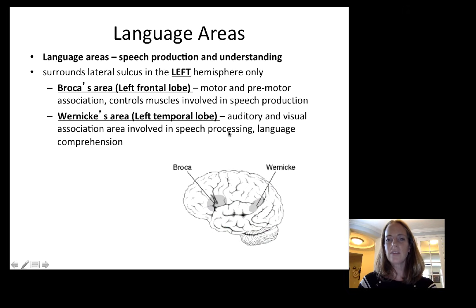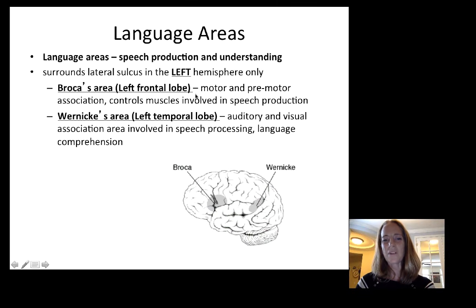Another specialized group of areas in the cerebral cortex are the language areas. These are near and dear to my heart because what I studied for my PhD were similar areas for birds. Birds, just like us, have little speech areas, but they have singing areas, not speech areas.